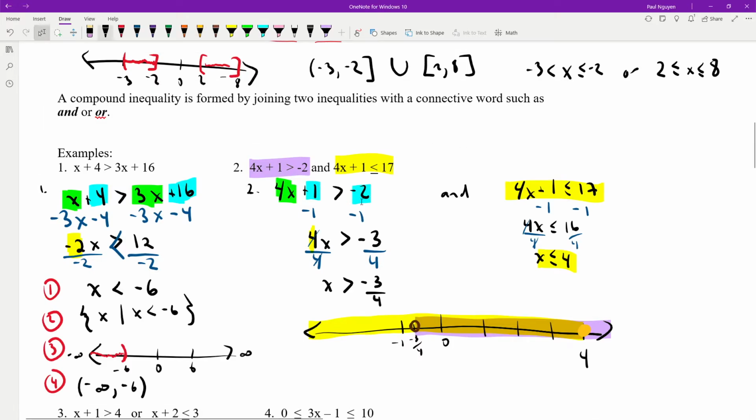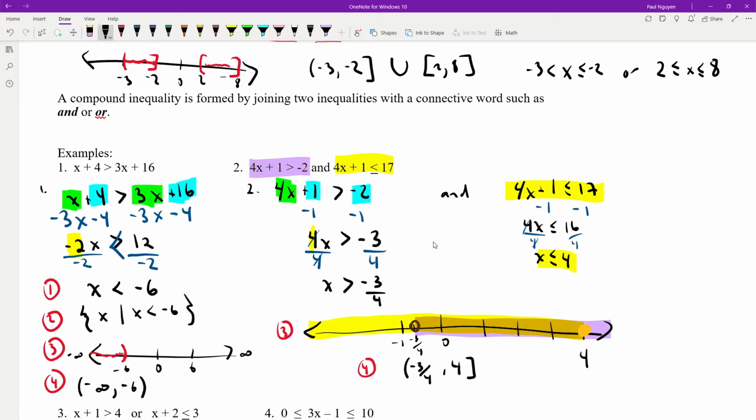the darker region. If I want to write this in interval notation, it's going to be from -3/4, and I want to move up till 4. I'm not going to include the left, and I'm going to include the right because there's a hole here, and there's a filled in point here. So this is the fourth way. This is the third way.